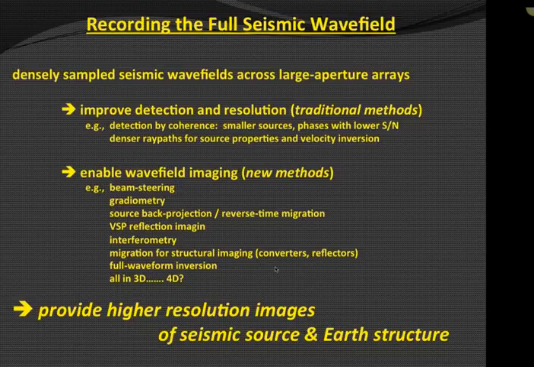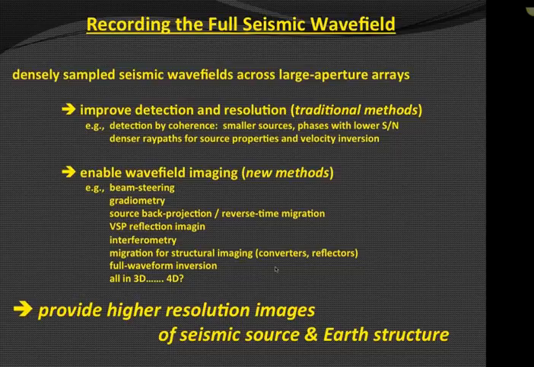But what recording the full seismic wave field also does is it enables a whole suite of new wave field imaging methods that we simply cannot do with traditional earthquake aftershock networks or any other network where our stations are horribly aliased. We need really, really good sampling to enable these methods. And that goes all the way from beam steering, where we not only get the arrival time and amplitudes of the energy, but we actually know the directions the energy is coming from, gradiometry methods, which are somewhat similar, up to source back projection. We can directly back project our wave fields to figure out where they came from as a function of space and time.